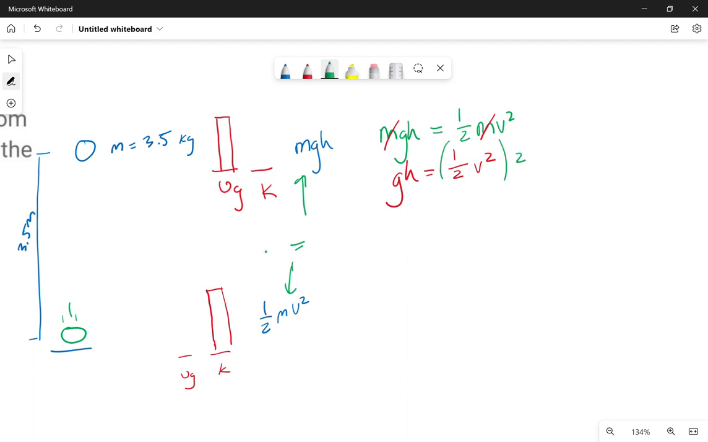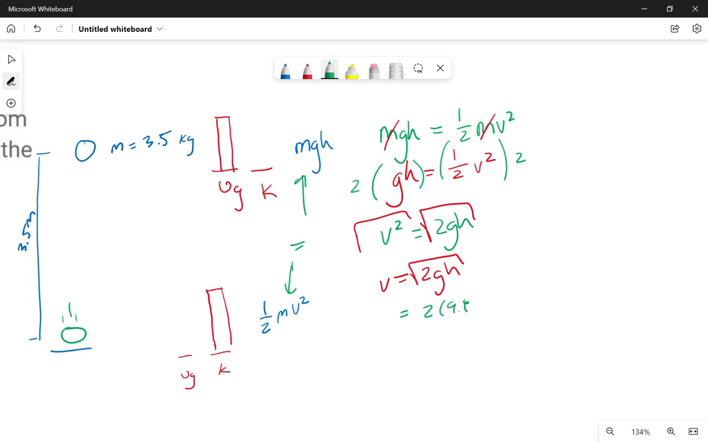So I'm going to multiply both sides by 2 to cancel out the 1/2, and that's going to give me that v squared is equal to 2gh. And then last, I'm going to take the square root of both sides and get that v is equal to the square root of 2gh. Last then is just to plug in my numbers.